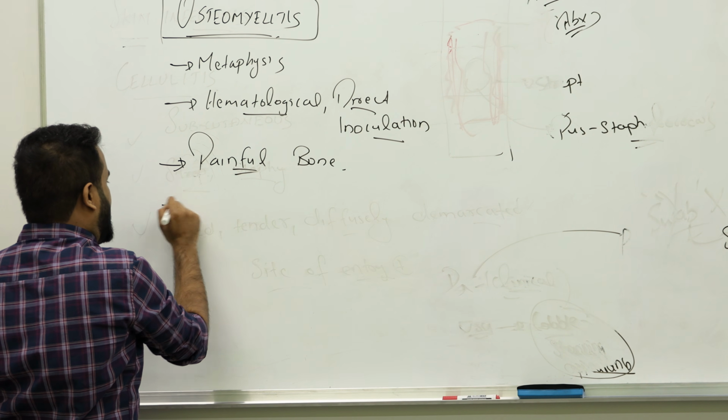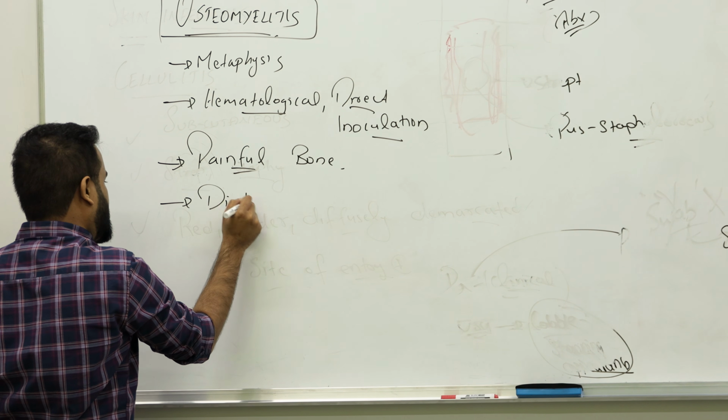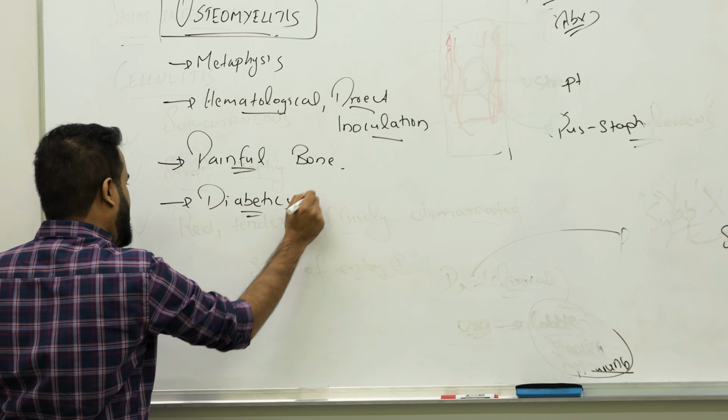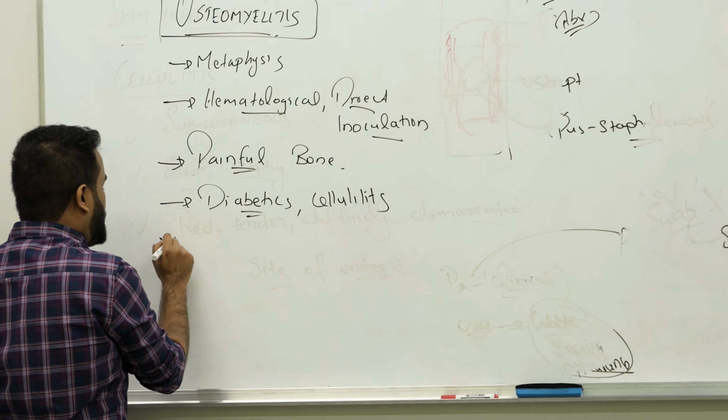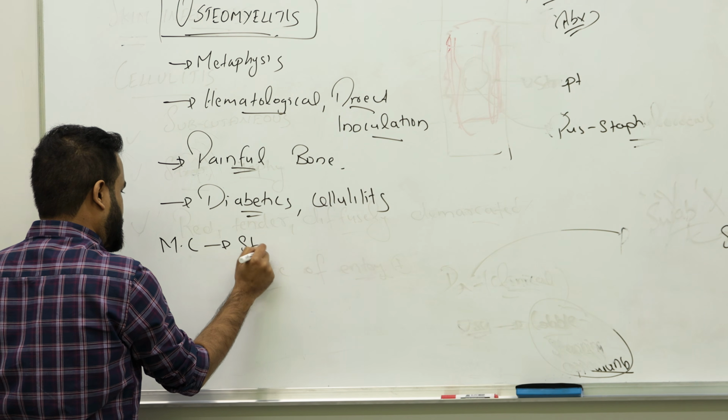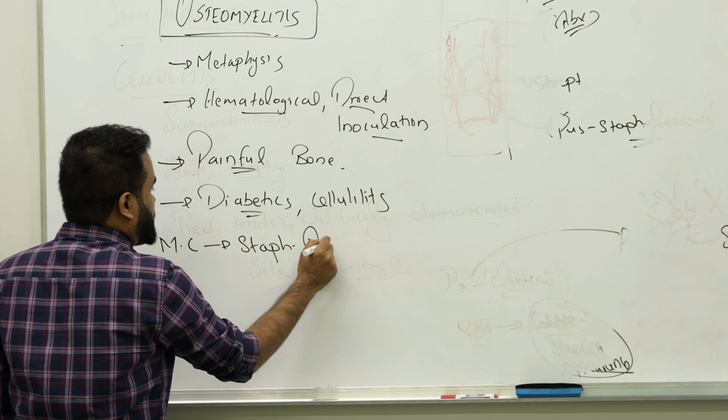Very common in diabetic patients or immunocompromised patients. In diabetics, or in patients who are already having what? Cellulitis, you can have this. The most common bacteria is Staph aureus. Most common is Staph aureus.